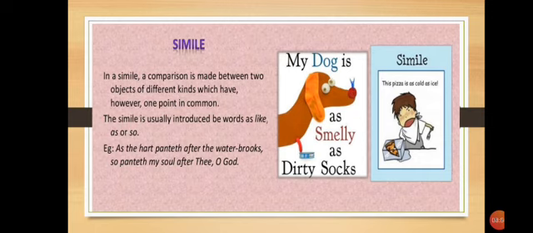Right? So, there is another example. My dog is as smelly as dirty socks. Right? Now, there is no similarity between a dog and socks in any way. But now, because the dog smells bad and so do the dirty socks, we have compared both of these. Right? You have to keep this thing in mind that whenever we are using simile as a comparison, we have to use words like as or like to show the comparison. Okay.